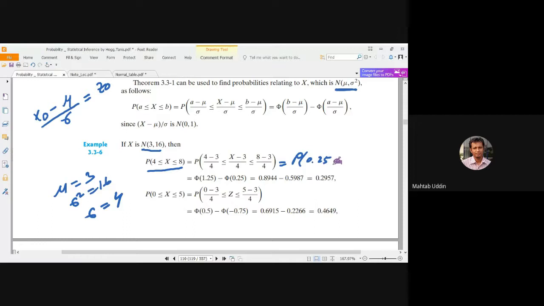As X minus mu by sigma is Z now, 1.25. Then you can write phi of 1.25 minus phi of 0.25. Then from the table you can find them. This is the required probability. Okay.